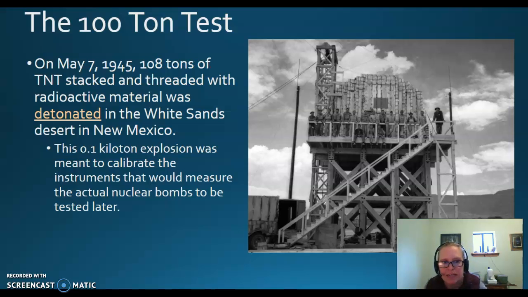Nuclear testing is something that we have done in our country here, right? And other countries are doing it around the world. We're a little concerned about some countries doing it, right? So a 100-ton test was done in 1945. And so number 23 is asking about the purpose of it.